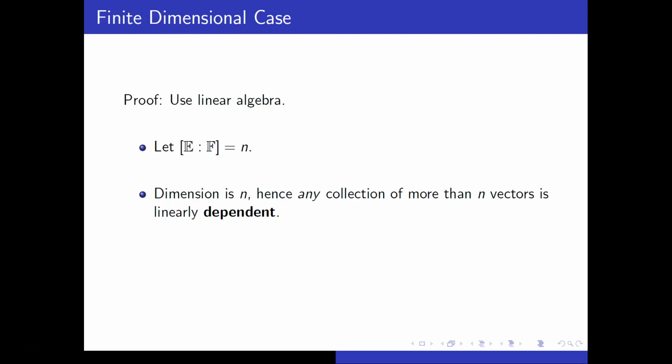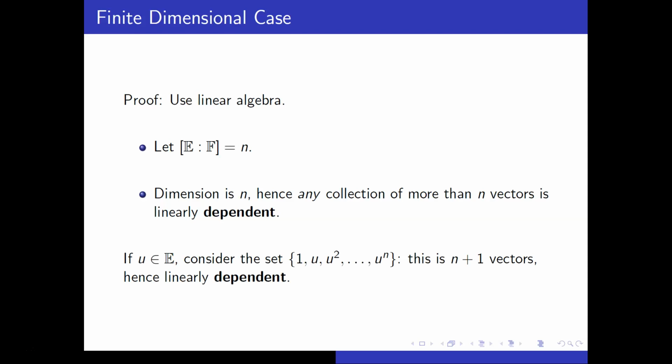Now, how does that help us here? We take our element u, and we start taking powers. I'm going to take enough powers. I'm going to start with u to the 0, u, u squared, up to u to the n. Well, that now gives me n plus 1 vectors inside an n-dimensional vector space. So this collection has to be linearly dependent. There is just simply no choice.